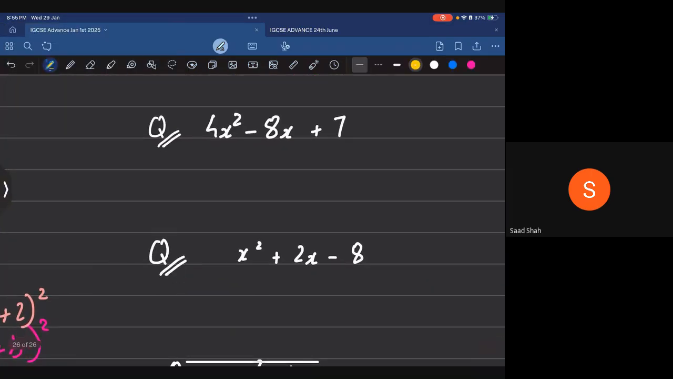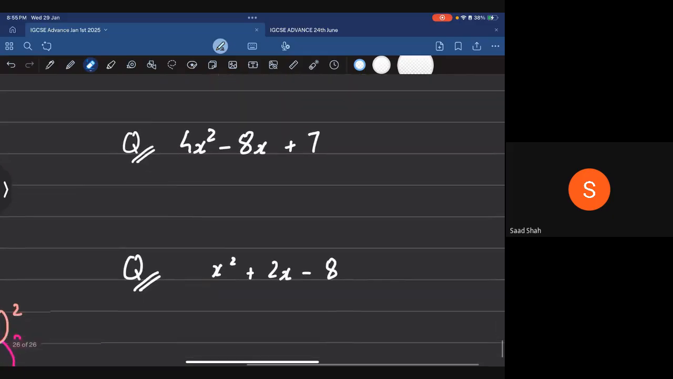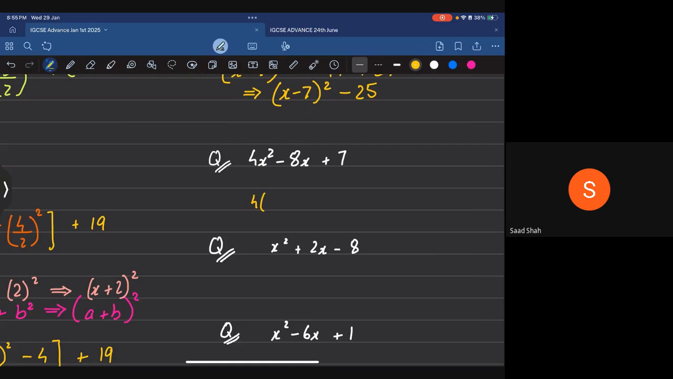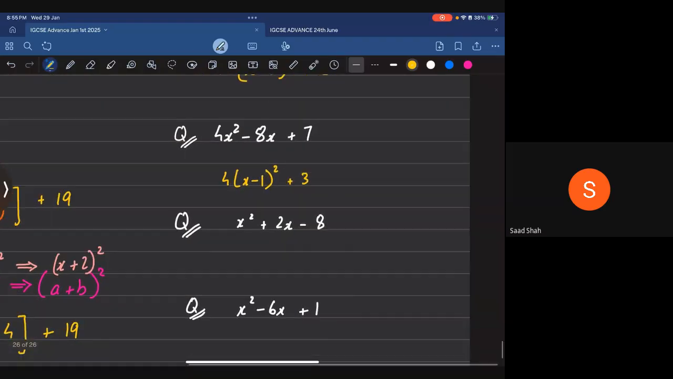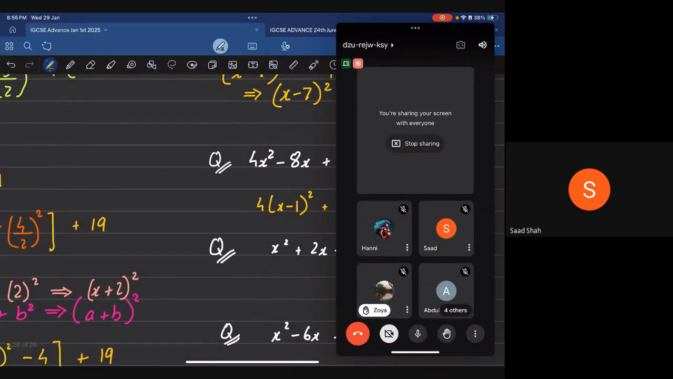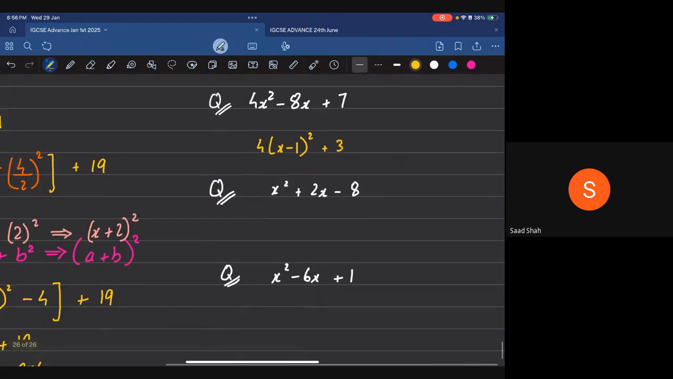Saad, can you tell us what the answer to the first one is? 4 multiplied by (x minus 1) whole squared plus 3. Could you repeat that, Saad? 4 multiplied by (x minus 1) whole squared plus 3. Okay. Yes. Does everyone agree with Saad or no? Yes. Hopefully they agree with Saad. Okay, what about the second one?